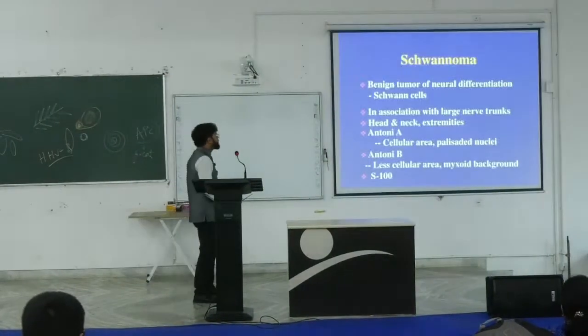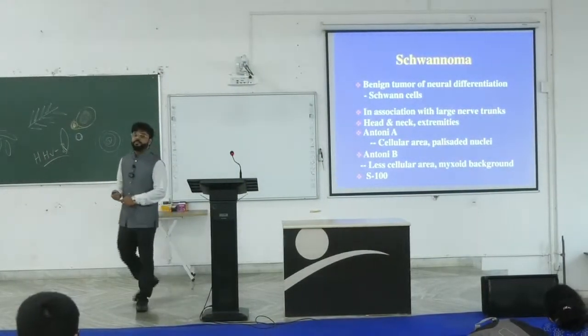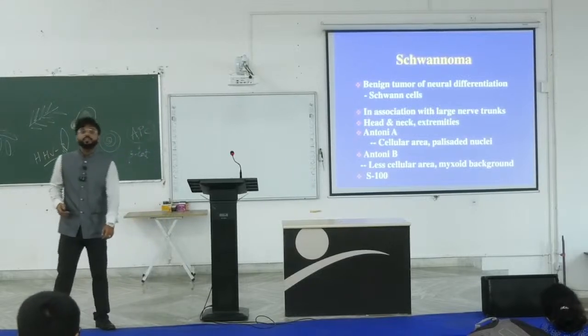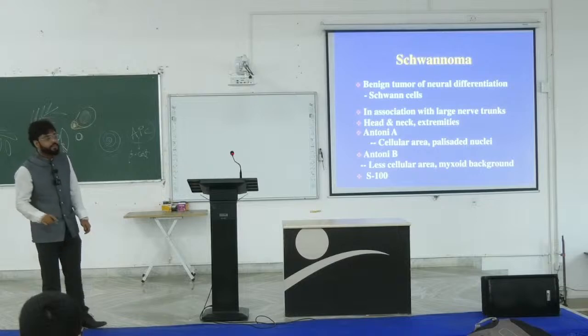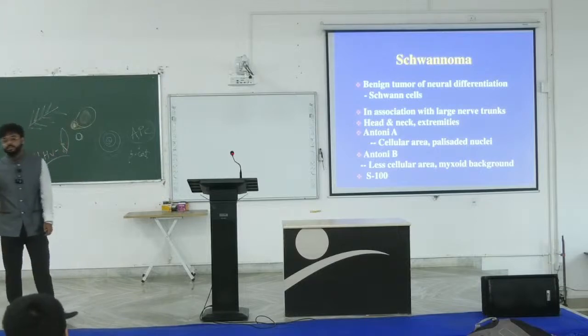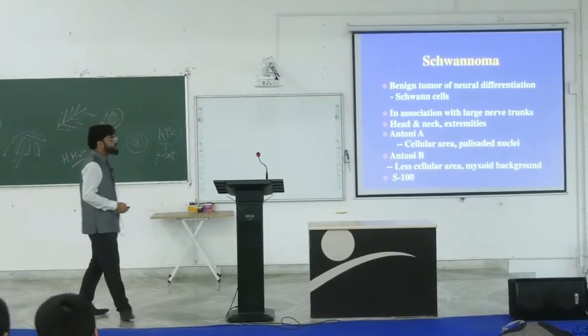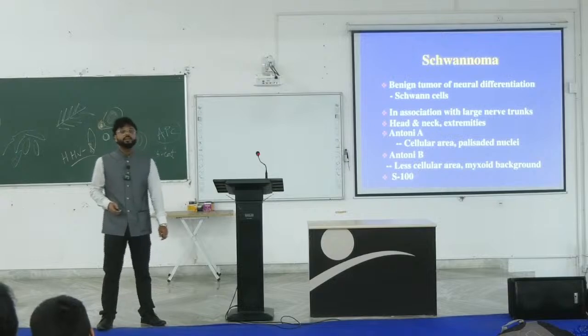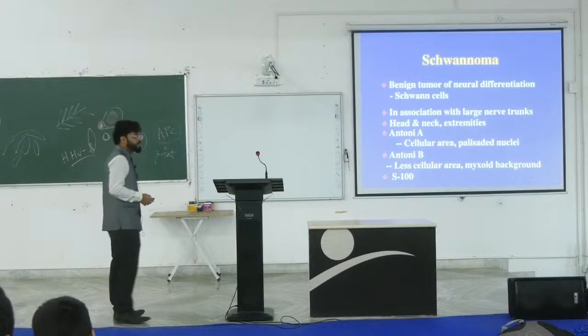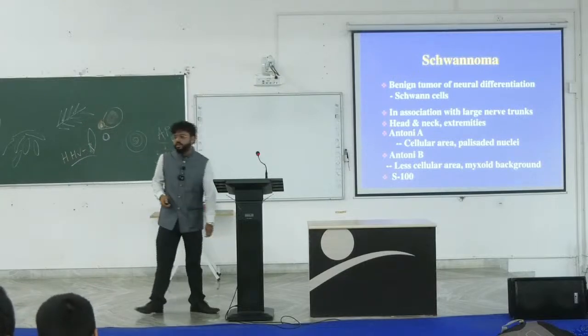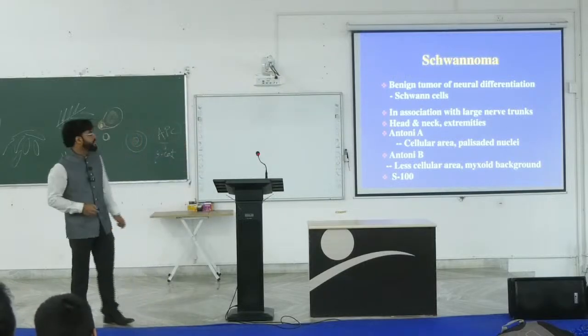Next, neurogenic tumor. One is schwannoma. Schwannoma is usually seen along the large nerve trunk. It might present in the head and neck region, or in the different extremities. Schwannoma is usually associated with acoustic neuroma, bilateral acoustic neuroma with some chromosomal abnormality, chromosome 11, 21 abnormality, etc.